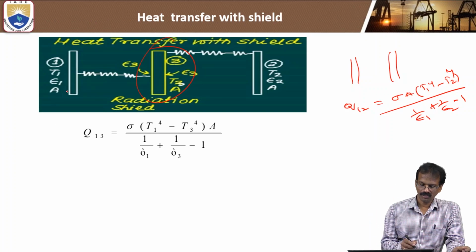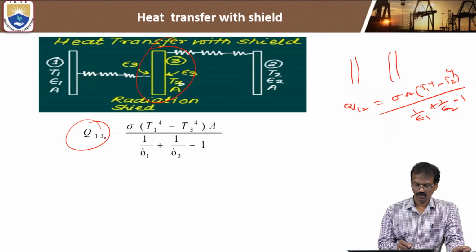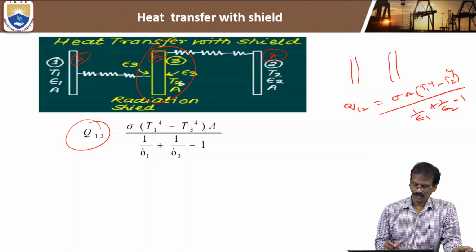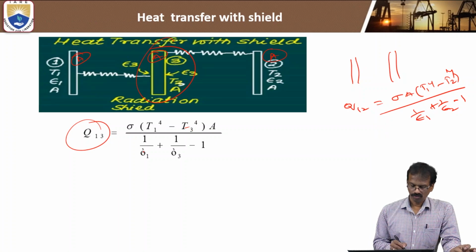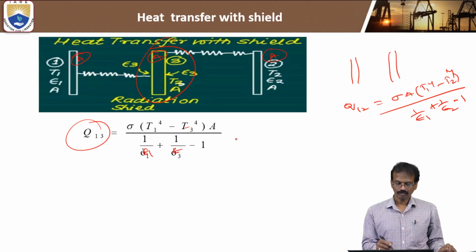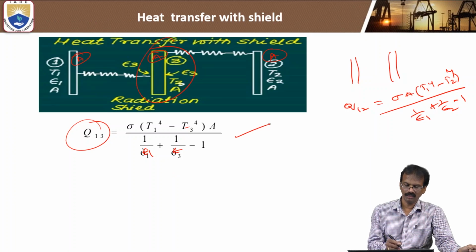Suppose heat transfer between plate 1 and shield 3, that is the rate of heat transfer from plate 1 to 3. Sigma A is the area; the areas of the plate and the shield are the same. So sigma A into (T1 to the power of 4 minus T3 to the power of 4), because the temperature of the shield is T3, by (1 by epsilon 1 plus 1 by epsilon 3 minus 1). This is the formula.